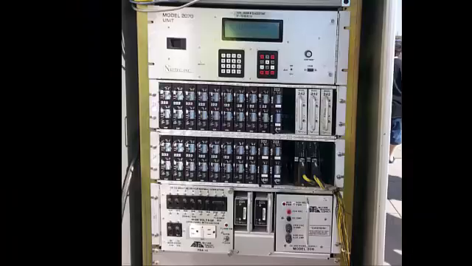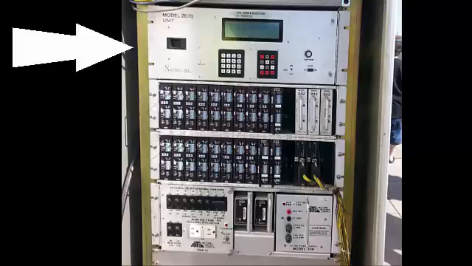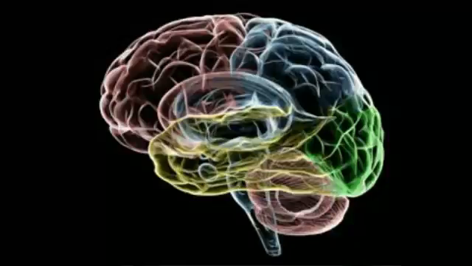The most important component of the signalized intersection is the cabinet. The cabinet holds everything the intersection needs to run smoothly. Within the cabinet is the traffic signal controller. This is the brain of the intersection.